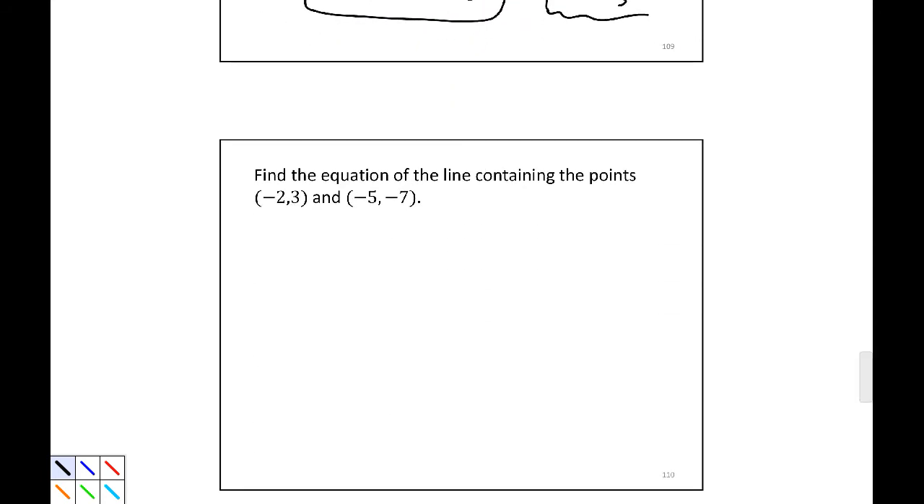Next, we have these 2 points, -2, 3, and -5, -7. Now, wait a second. To use point slope, we need the slope and a point. Right? y minus y1 equals m times x minus x1. We need a point. Well, we have a point. We need a slope. That we don't have. So let's bring back our slope formula, y2 minus y1 over x2 minus x1. Go ahead and label these, x1, y1, x2, y2.